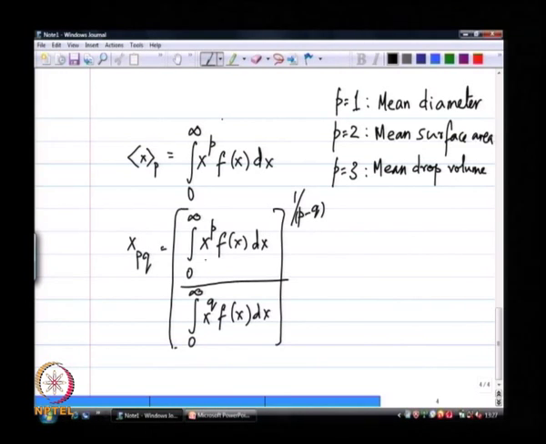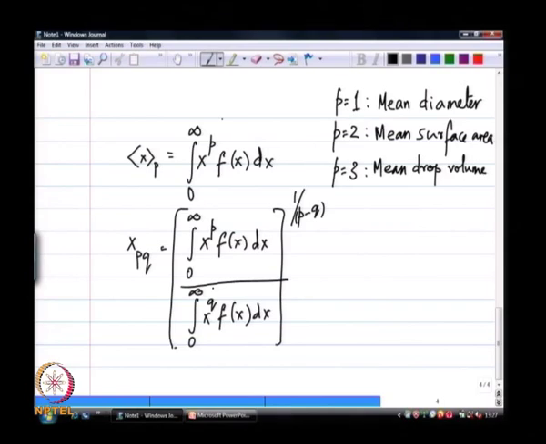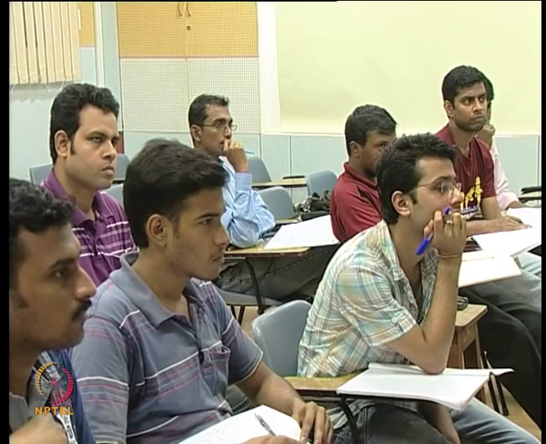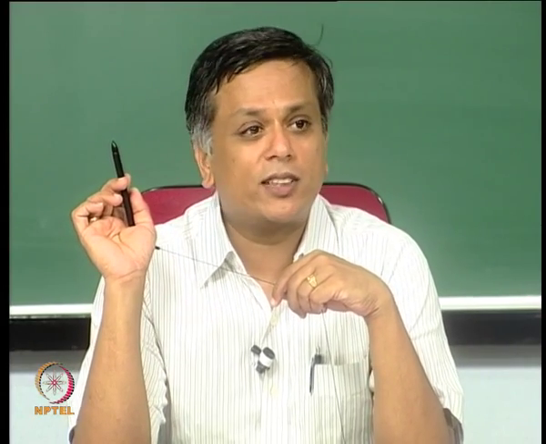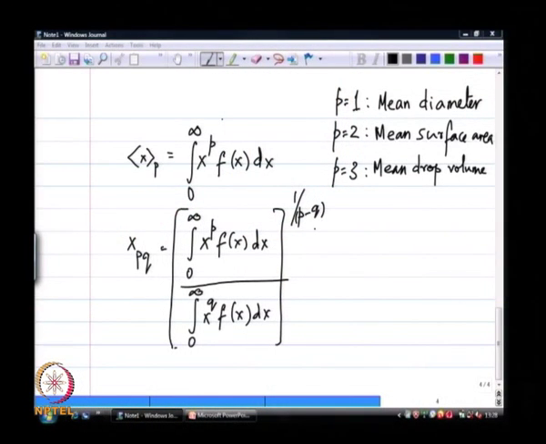But the funny thing is, if x has units of say micrometers or millimeters, x power p has units of millimeter power p, and x power q has units of millimeter power q. So, this ratio will actually be a dimensional quantity with units of millimeter power p minus q, which is a funny unit. I do not want to deal with that. So, if I raise this whole thing to the power 1 over p minus q, that gives me something in the units of diameter. So, this is also some moment of the droplet size distribution, and it is a diameter with the same units as diameter. So, I can now relate to it physically. That is the only reason to use the power 1 over p minus q.